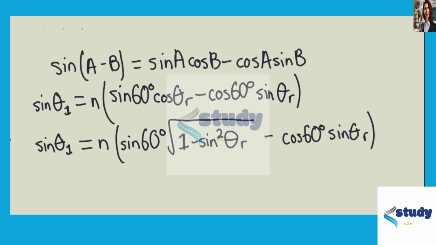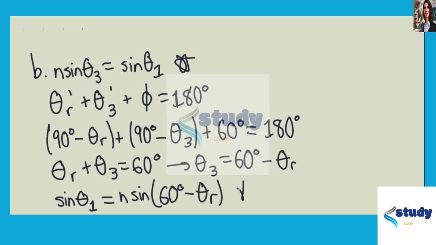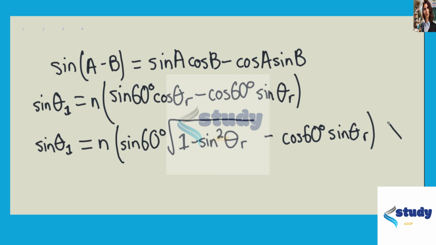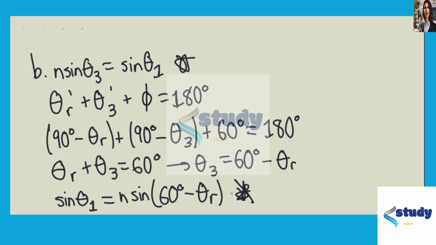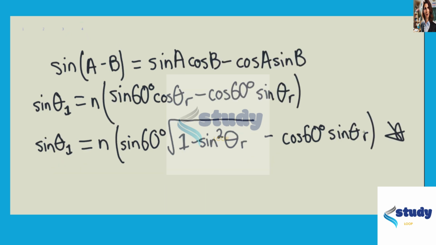And we're essentially substituting this equation into this equation here. And by doing that, we can then calculate the angle of incidence at the front face of the prism.